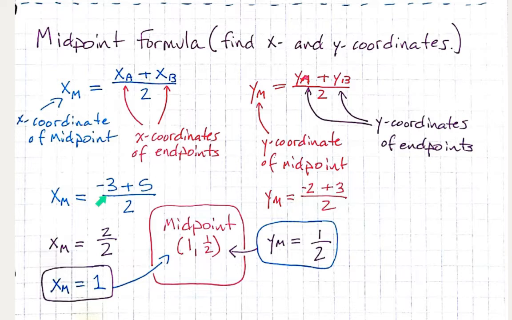So -3 plus 5 works out to 2, and 2 divided by 2 is 1. So the x-coordinate for our midpoint is 1. Over here, -2 and 3 add up to 1, divided by 2. You could say 0.5, or you could just leave it as a fraction, 1 over 2. So the y-coordinate is 1 over 2.